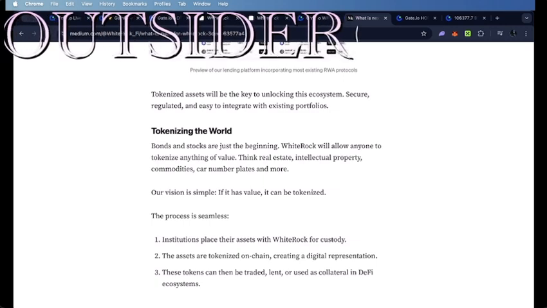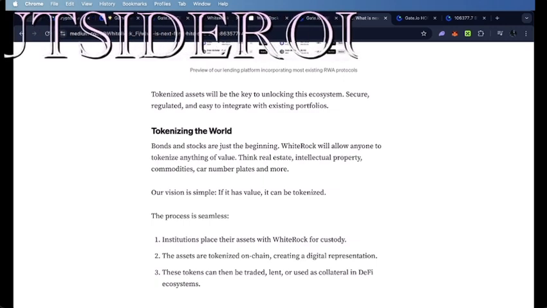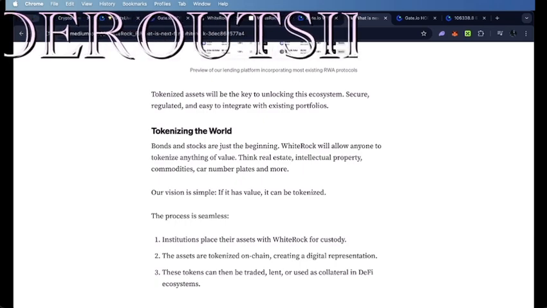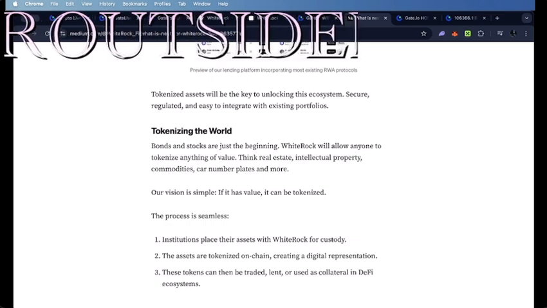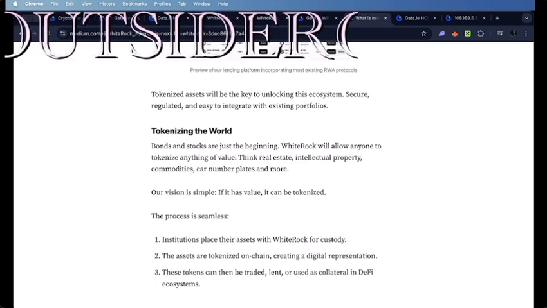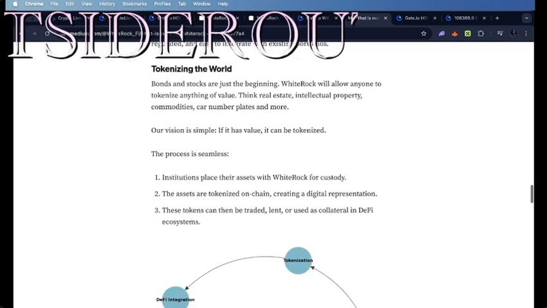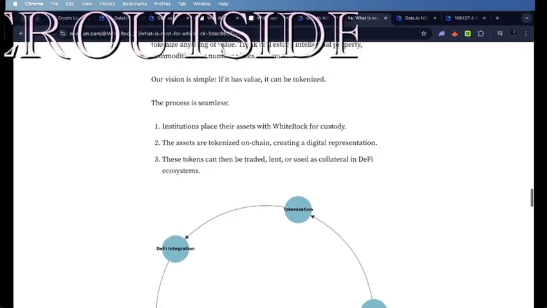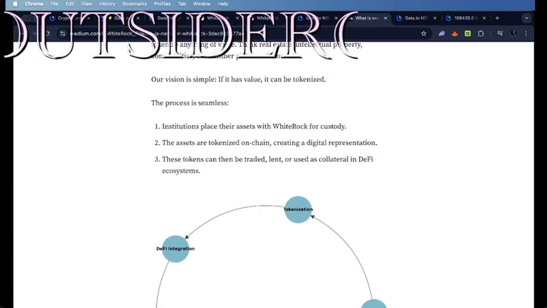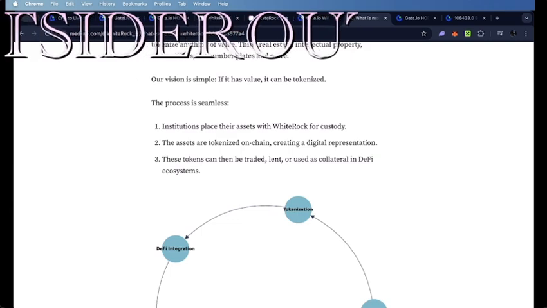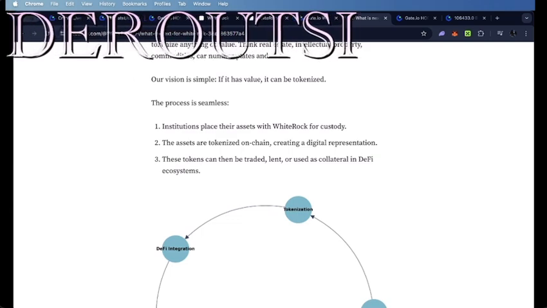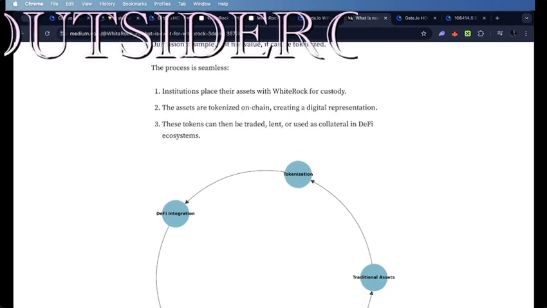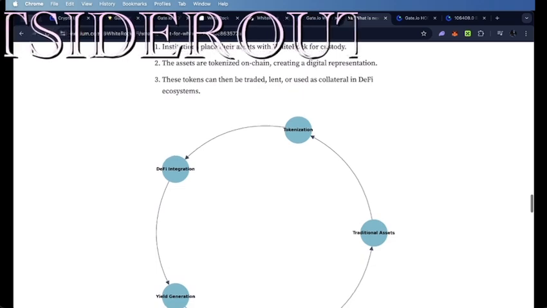Tokenizing the world. Bonds and stocks are just the beginning. BlackRock will allow anyone to tokenize anything of value. Think real estate, intellectual property, commodities, car number plates, and more. Our vision is simple: if it has value, it can be tokenized. This process is seamless. Institutions place their assets with us for custody. The assets are then tokenized on chain, creating a digital representation. These tokens can be traded, lent, or used as collateral in DeFi ecosystems.